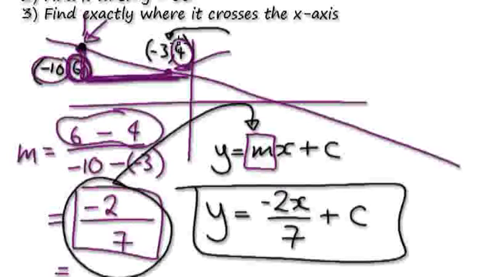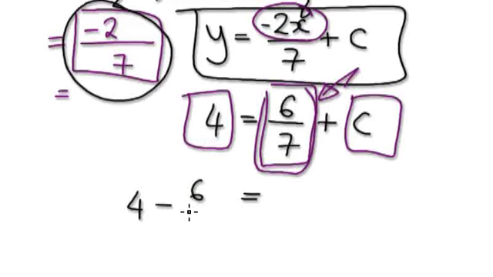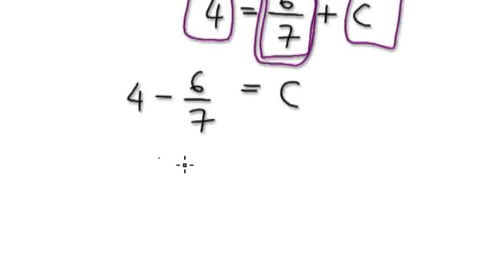Now we just want to get c on its own. At the moment you've got this block equals this block plus c. So take away this block from both sides. Take the 4 down and then take away 6 over 7. That gives you c.